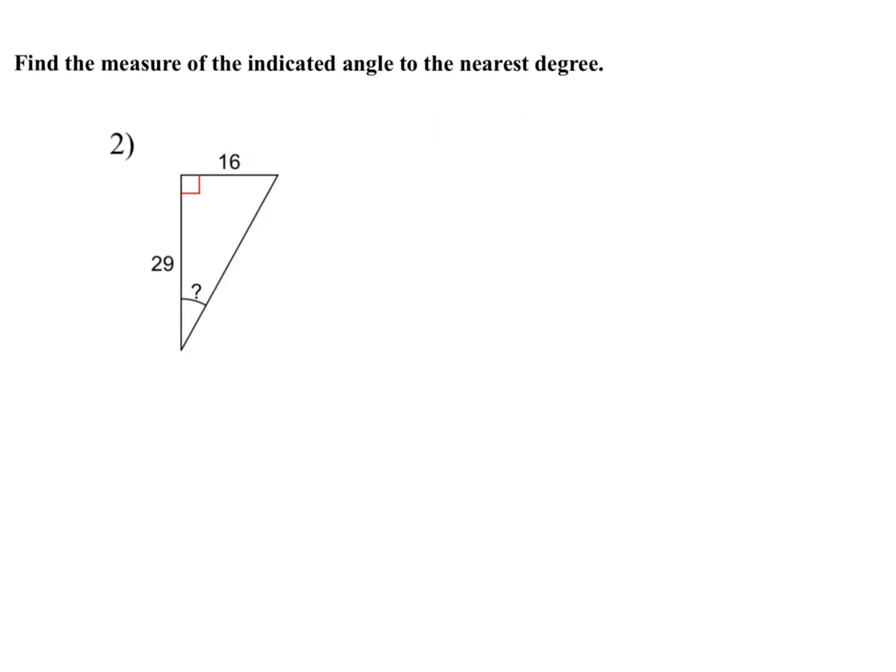All right, number 2. Find the measure of the indicated angle to the nearest degree. So once again, I'm going to do SOHCAHTOA. This is my x. 16 is what side? Opposite. It's across from it, right? The 29 is what? The adjacent. It's right next to it. Okay? So we have O and A. So which one do we want to use, class? TOA, right?